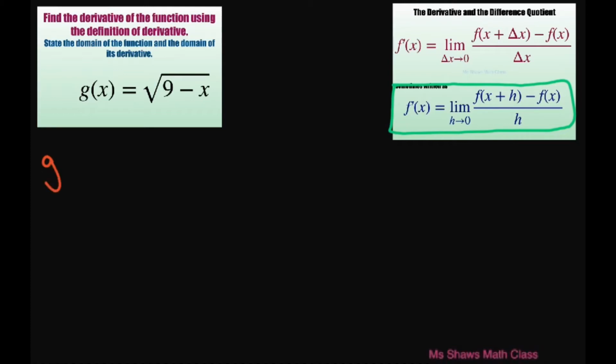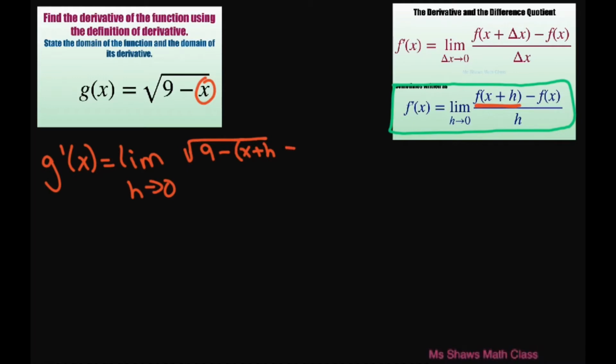So g prime of x is going to equal the limit as h approaches 0. And then we're going to do this first part, f of x plus h, or in our case it would be g. So you're going to take your square root of 9 minus your x, and your x now is going to be x plus h. All right, minus your f of x. So minus just your square root of 9 minus x, because ours is going to be g of x, all divided by h.